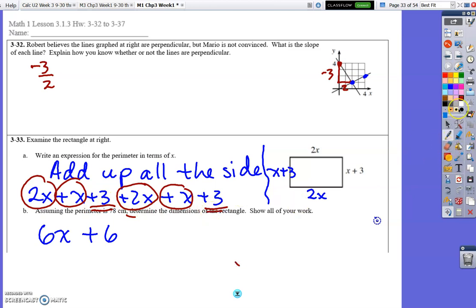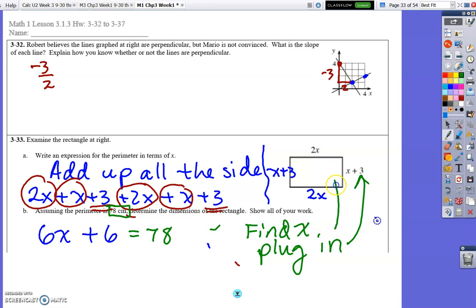And then in this problem, I'm not going to do this problem for you. It says assuming that the perimeter is 78 centimeters, determine the dimensions. So that's 6x plus 6 equals 78. Find x and plug in to those once you have it. And that's how you're going to finish that one.